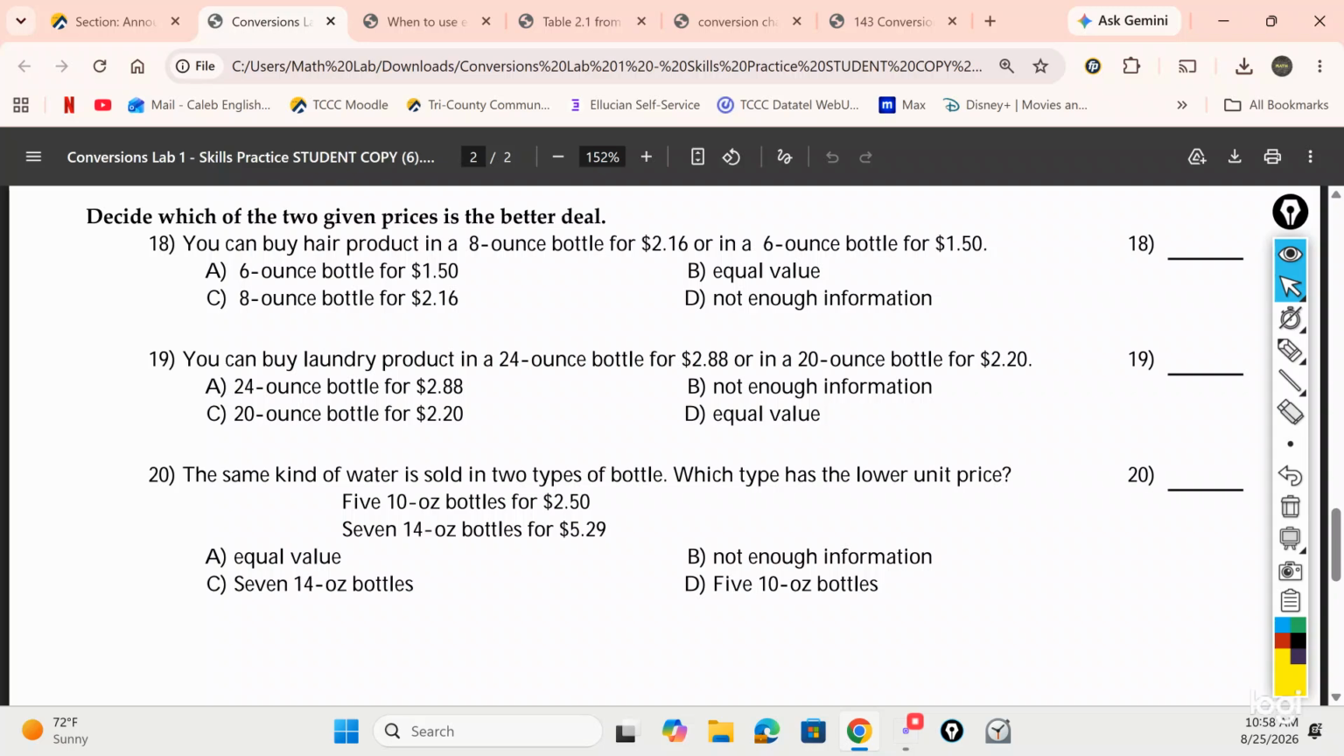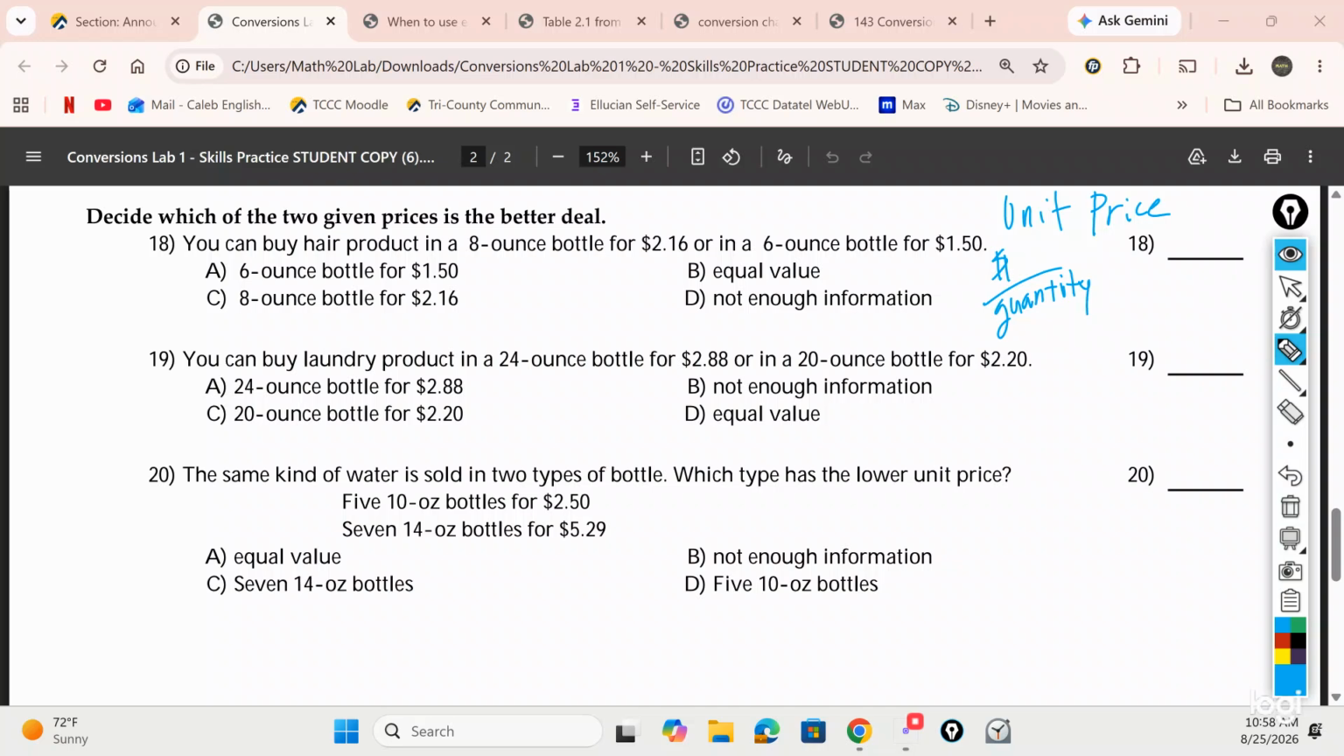All right. 18 and 19, both of those, you can tell from looking at the question, you're going to set it up as price per ounce. 8-ounce bottle for $2.16, 6-ounce bottle for $1.50, 19, 24-ounce for $2.88, 20-ounce for $2.20. Remember, unit price is always the price over the quantity.